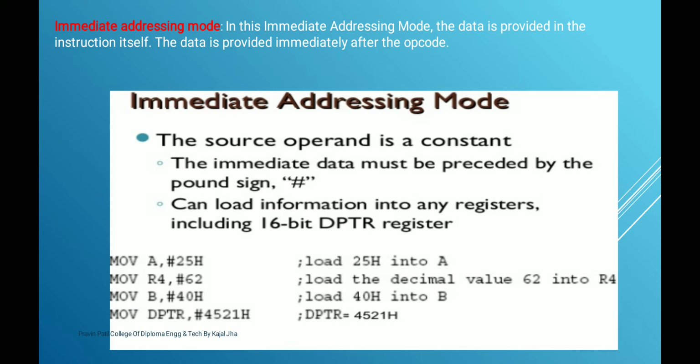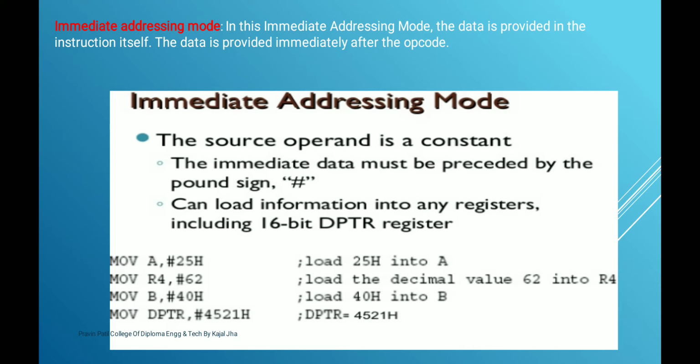In this addressing mode, the data is provided in the instruction itself. So the data is provided immediately after the opcode. The source operand is a constant. Here, the immediate data must be preceded by the pound sign. If you see the pound sign in an instruction, then that addressing mode is the immediate addressing mode. You can load the information into any register, including the 16-bit DPTR. DPTR is the data pointer register, which we saw in our previous chapter.